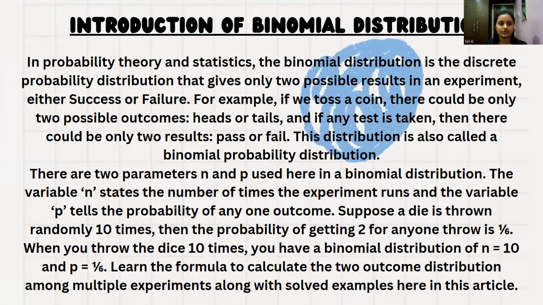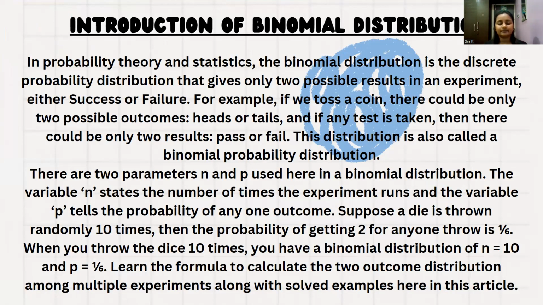Introduction of binomial distribution. In probability theory and statistics, the binomial distribution is the discrete probability distribution that gives only two possible results in an experiment, either success or failure. For example, if we toss a coin, there would be only two possible outcomes, heads or tails. If any test is taken, then there could be only two results, pass or fail. The distribution is also called binomial probability distribution.